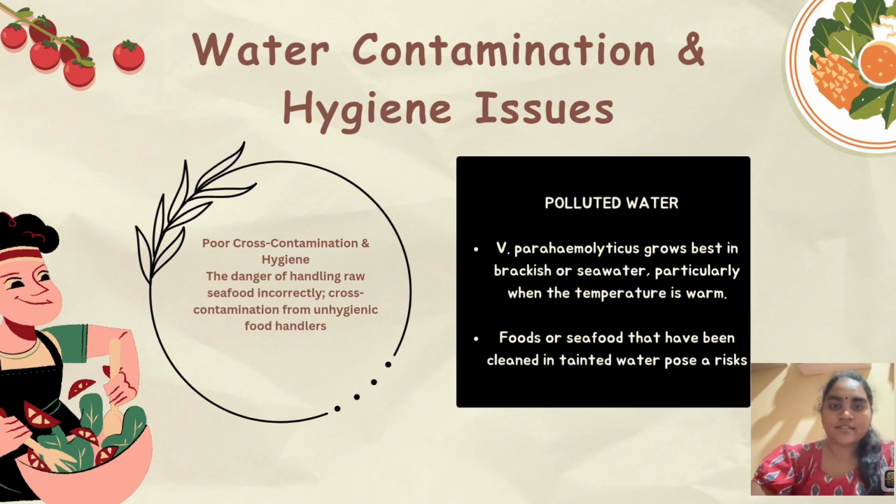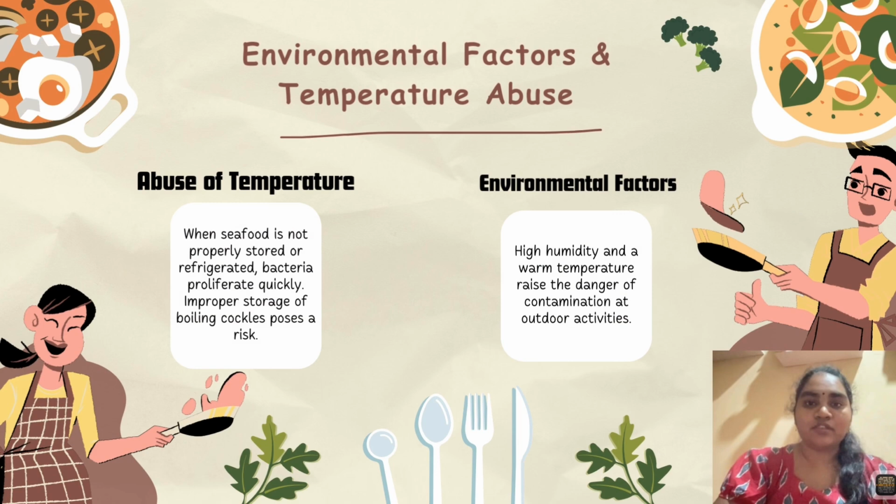Poor hygiene and cross-contamination also play a significant role. Improper handling of raw seafood or the use of shared utensils can lead to contamination. Food handlers with inadequate hygiene practices can exacerbate the problem. Now, let's have a look at temperature abuse, which is another critical factor. Vibrio parahaemolyticus multiplies rapidly when seafood is not refrigerated or stored at appropriate temperature.